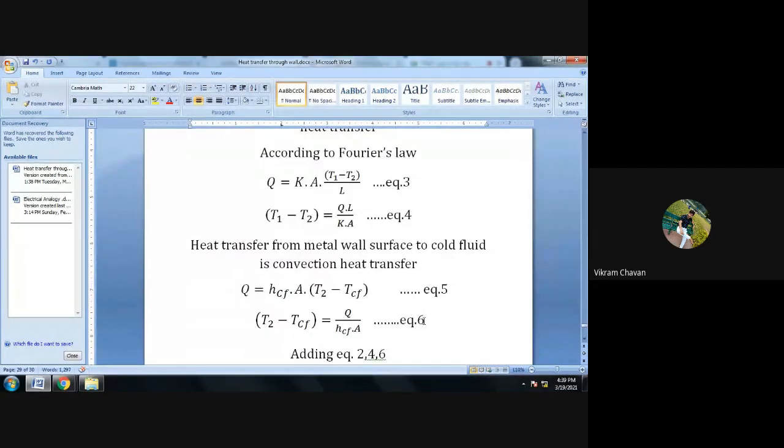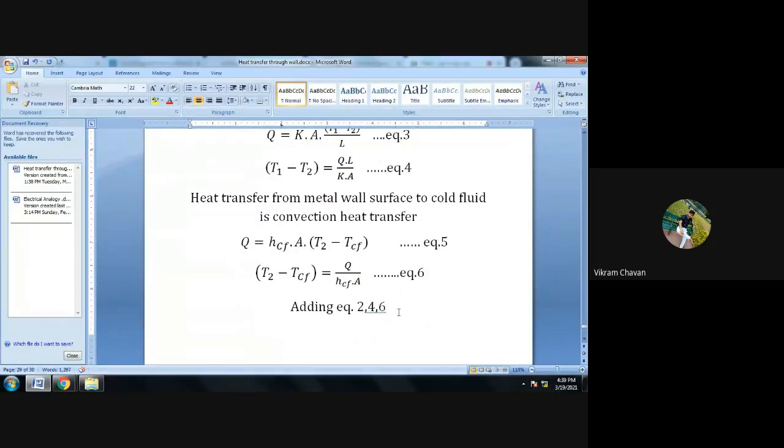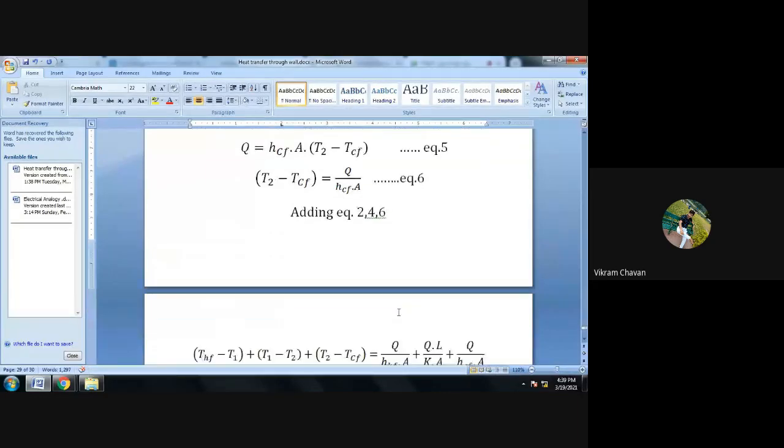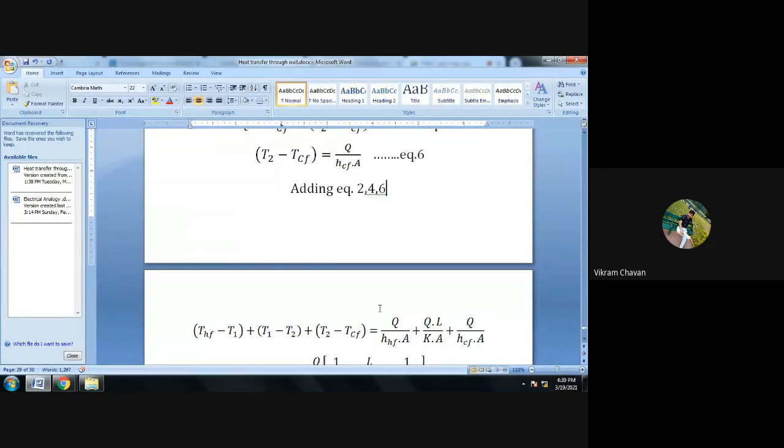Okay, getting everyone? Now we have to add these three equations, that is equation number 2, equation number 4 and equation number 6. So adding equation 2, 4, 6, what will we get? The addition is done in such a manner that all the temperatures are added on one side, the left hand side added to the left hand side, and the right hand side added to the right hand side. So we will get the equation as T suffix Hf minus T1 plus T1 minus T2 plus T2 minus T suffix Cf will be equal to Q divided by h suffix Hf multiplied by area plus Q multiplied by L divided by K multiplied by A plus Q divided by h suffix Cf multiplied by area.